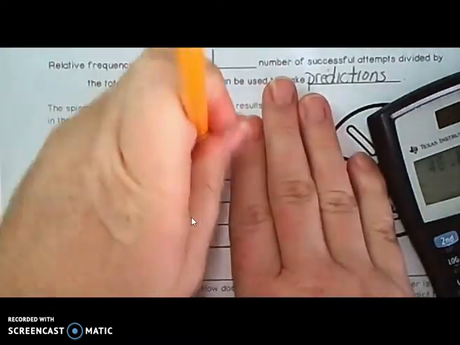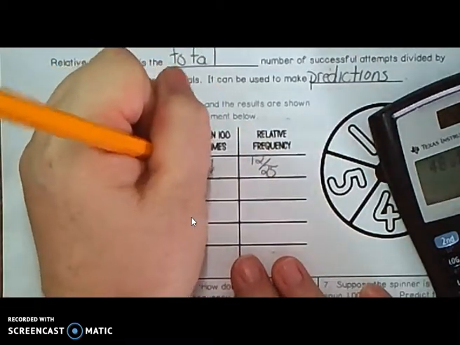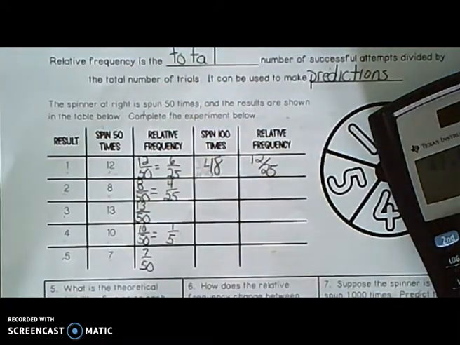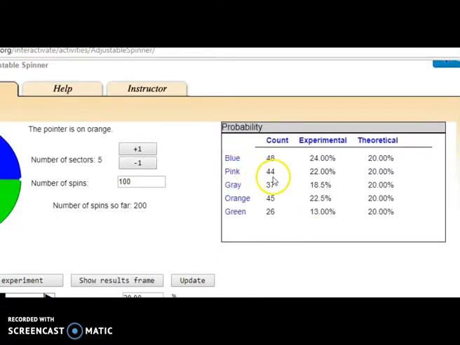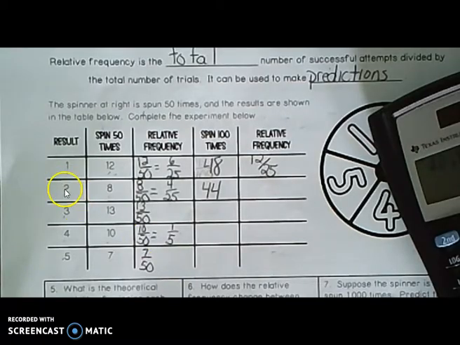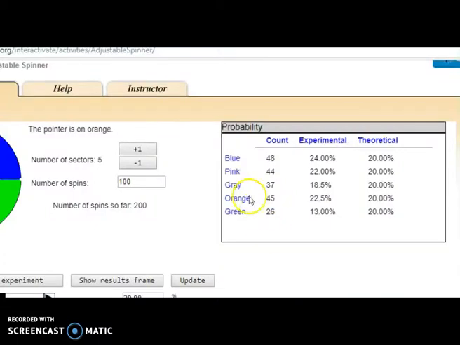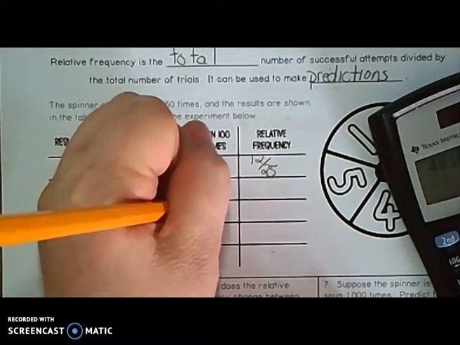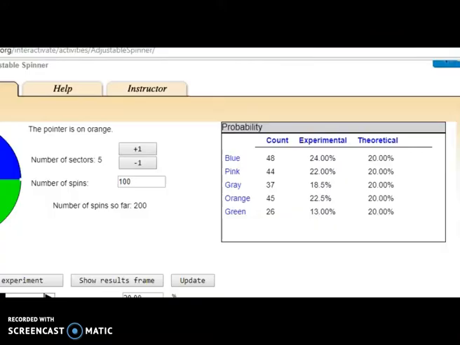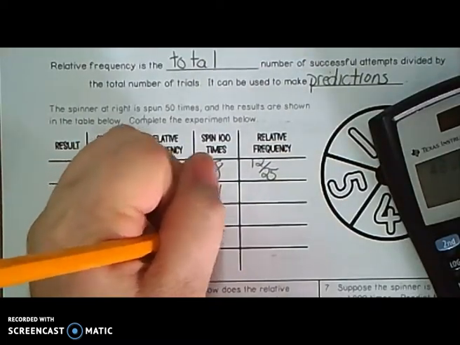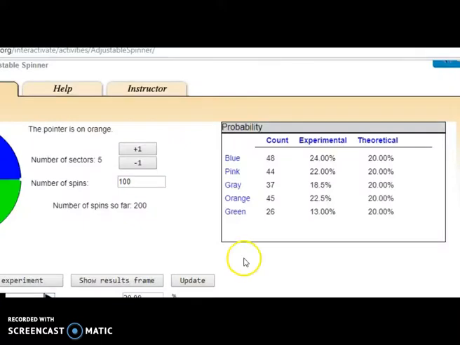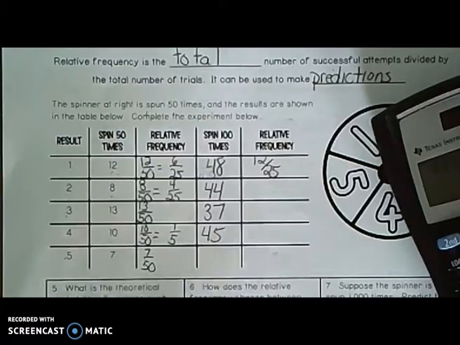And actually, let's just put 48 right here. All right, let's go back to our screen. And it landed on pink 44 times, so that'd be 2. So 2 is 44 times. So number 2 was pink. We landed on that 44 times. 3 we said was gray. So 3 is 37 times. For 4, we said orange was 4, so that's 45 times. And for 5, we said green was 5, and we landed on that 26 times.